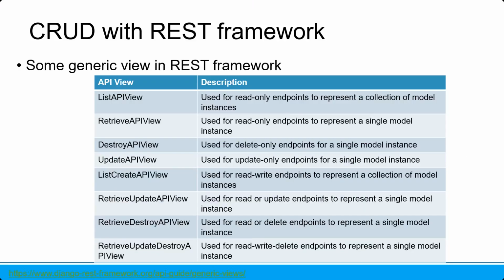Now, this is the generic view of the REST framework. We use two, which is the list API view and retrieve API view. So we can use the destroy API view. Destroy means delete only. Update API view, so it means we can update only. Create API view, so it means we can read and write. So create, it means we can insert a new value.